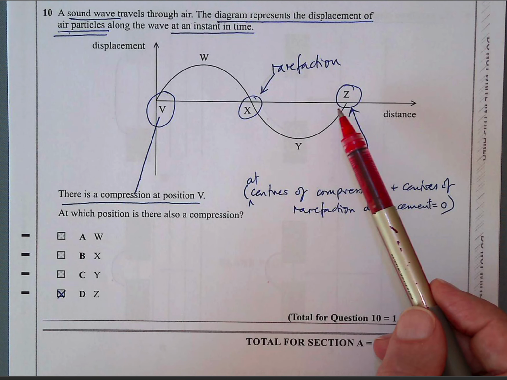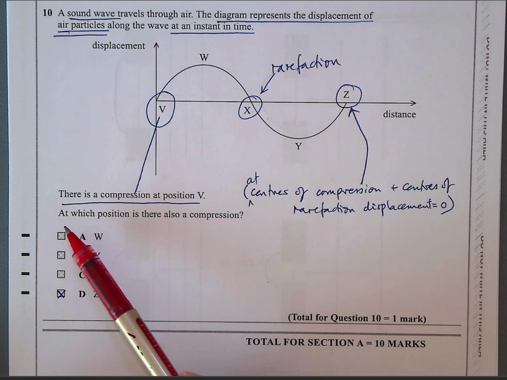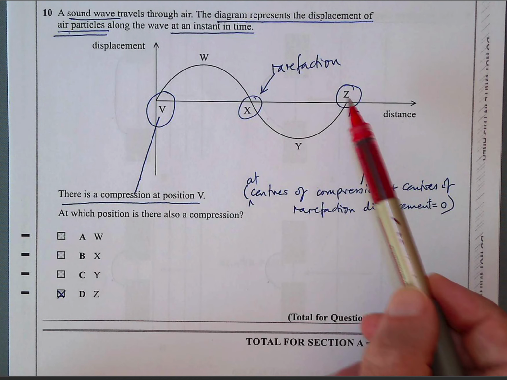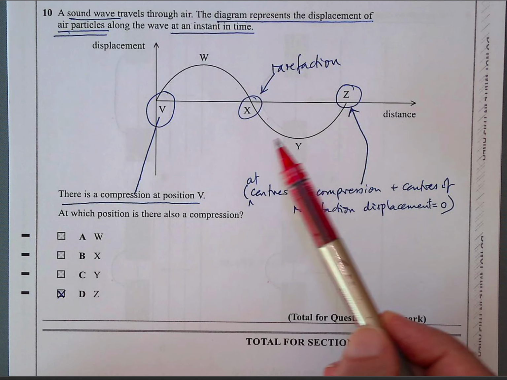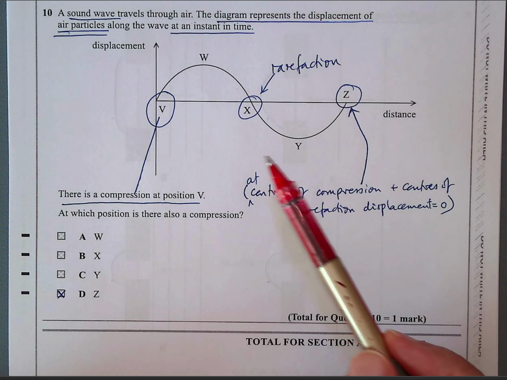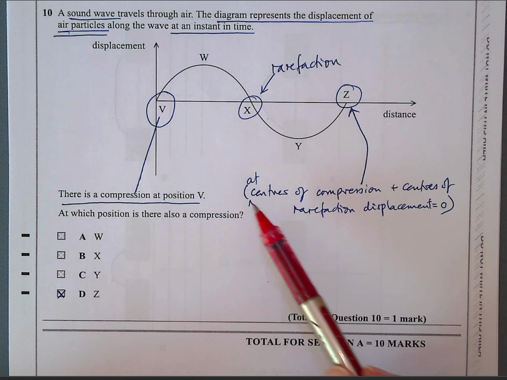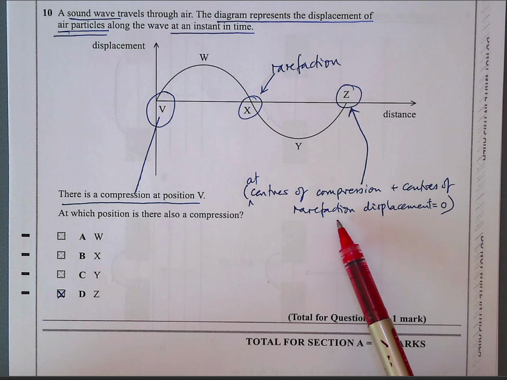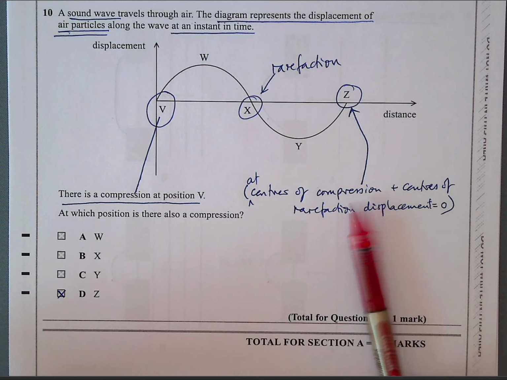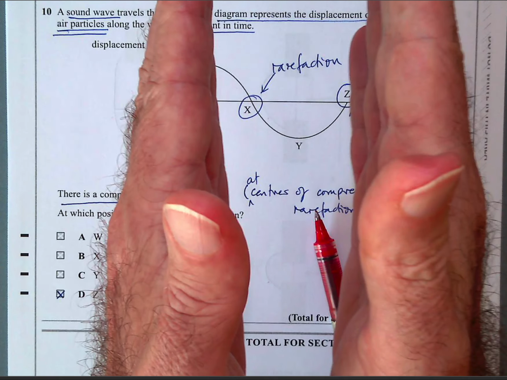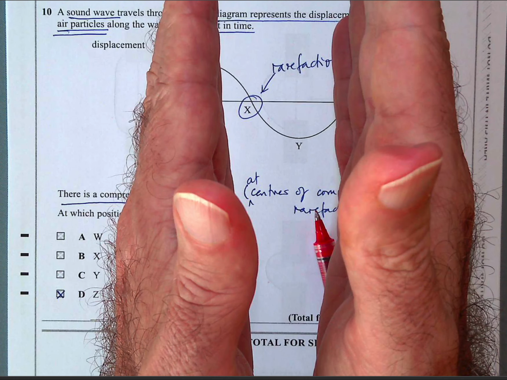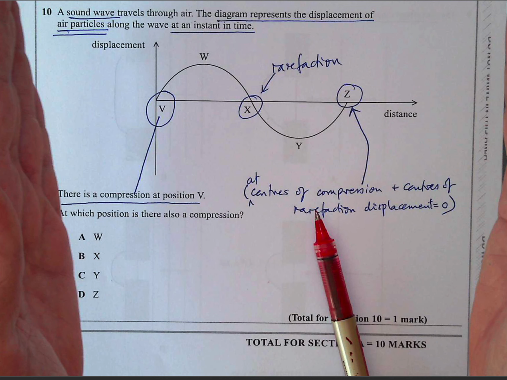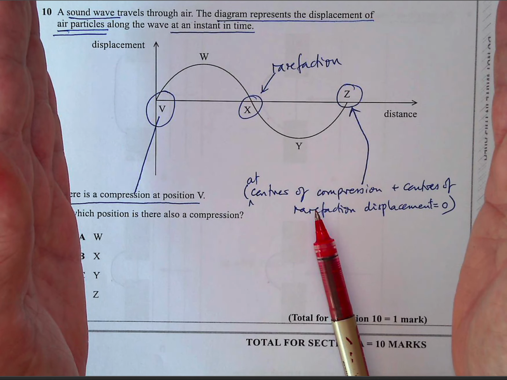So they want you to know at which position is there also a compression. So we know the answer must be Z, and obviously it will be that. So they want to see that you know this information at the centers of compression and the centers of rarefaction. So the areas where the waves come together, they get compressed, the center one isn't actually displaced. And then where they're spread out the most, the center of the rarefaction is also not displaced.